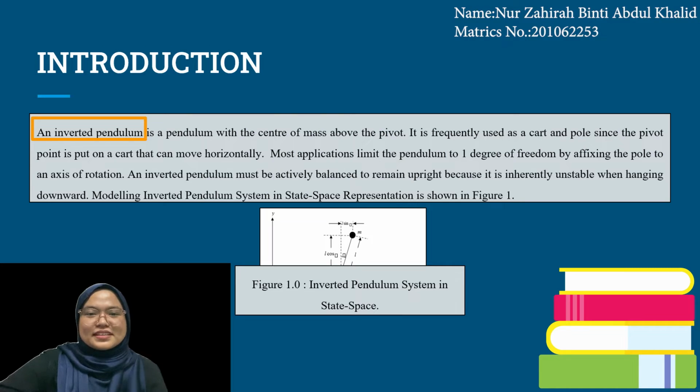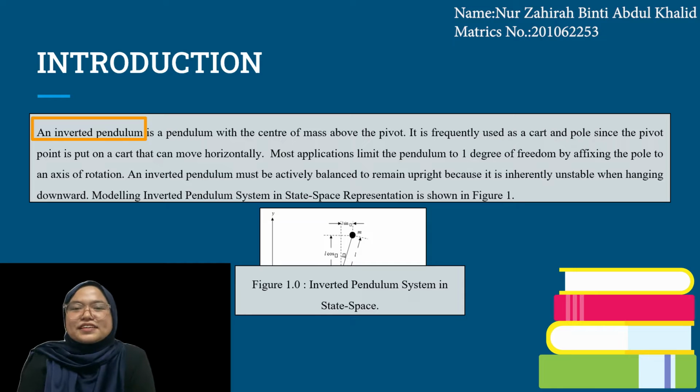My name is Nur Zahira binti Abdul Kadi, 201062253. For the introduction for our mini project, an inverted pendulum is a pendulum with the center of mass above the pivot. It is frequently used as a cart and a pole, since the pivot point is put on a cart that can move horizontally. Most applications limit the pendulum to 1 degree of freedom by affixing the pole to an axis of rotation. An inverted pendulum must be actively balanced to remain upright because it is inherently unstable when hanging downward.